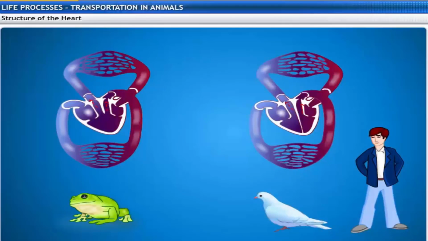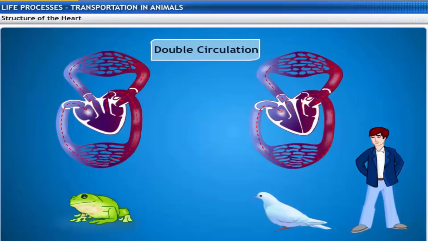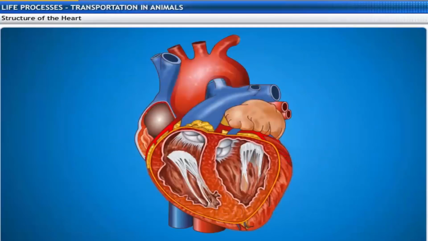Blood flows through the heart twice during each cycle in vertebrates like amphibians, reptiles, birds and mammals. So this type of circulation is known as double circulation. The heart is supplied with valves, which allow blood to flow in only one direction from the auricle to the ventricle. These valves prevent the blood from flowing back.